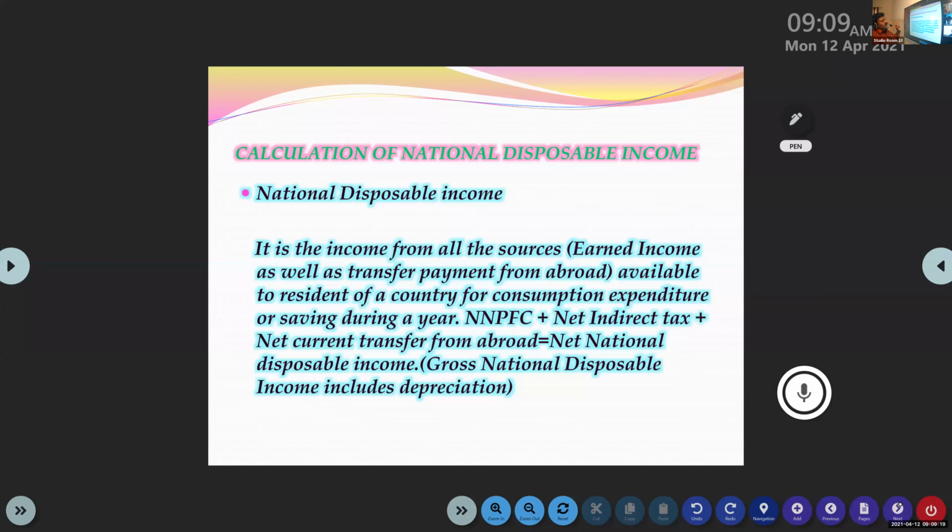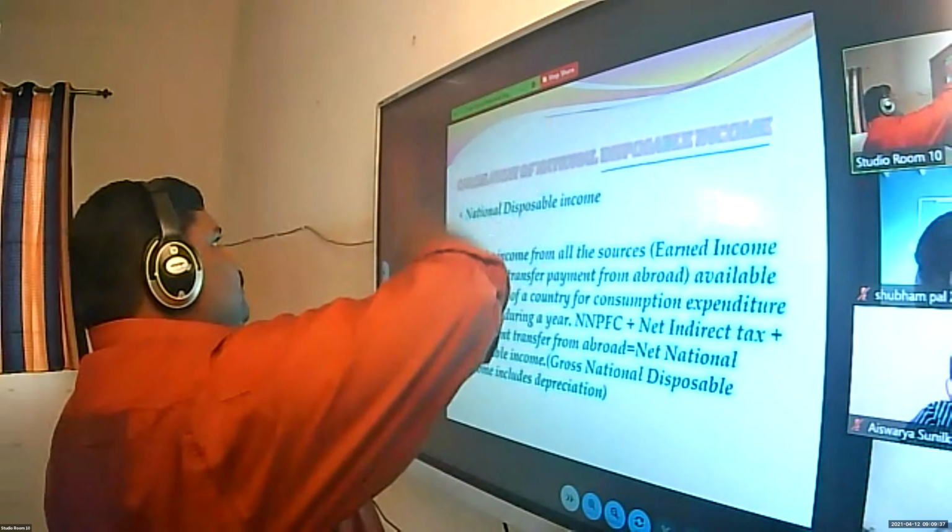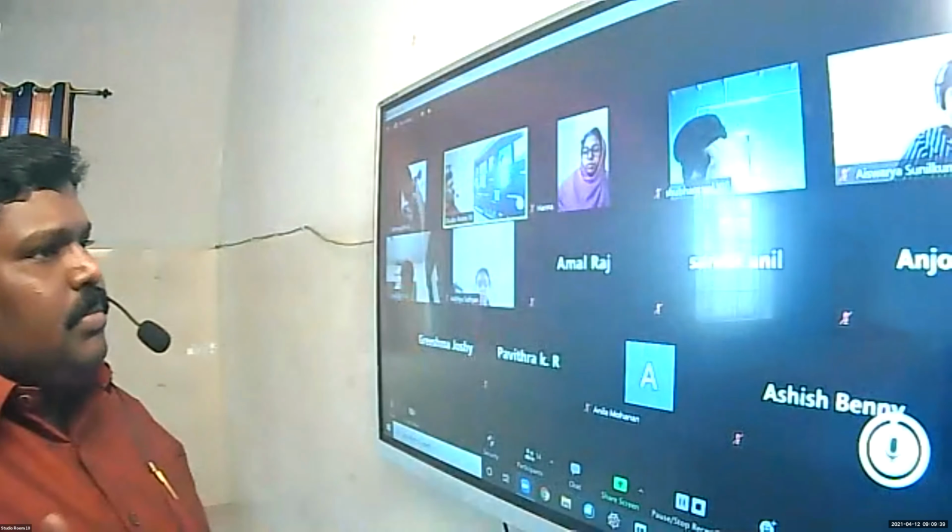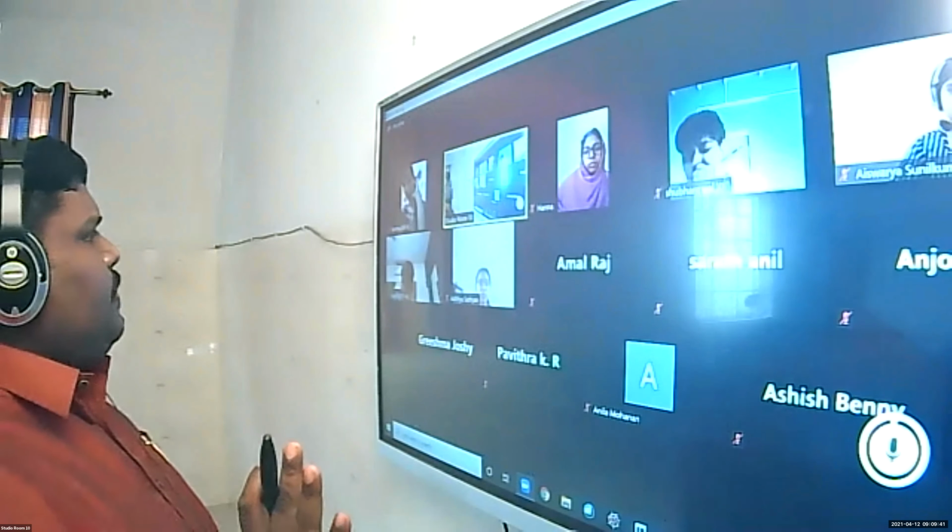Next, calculation of national disposable income. What do you mean by disposable income? The real thing available for our consumption is called disposable income.